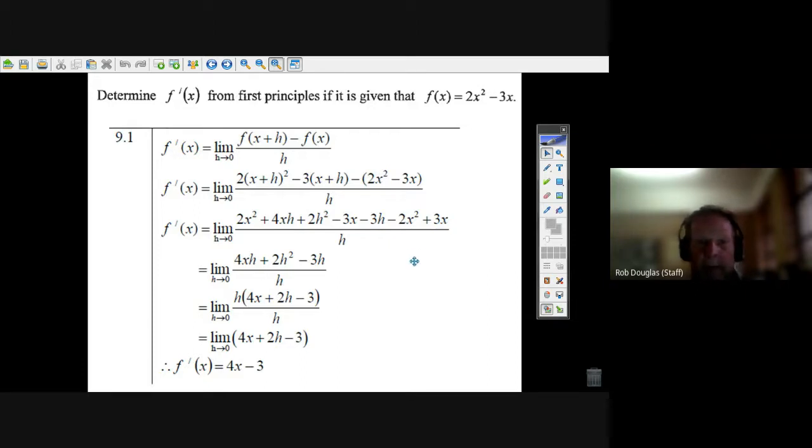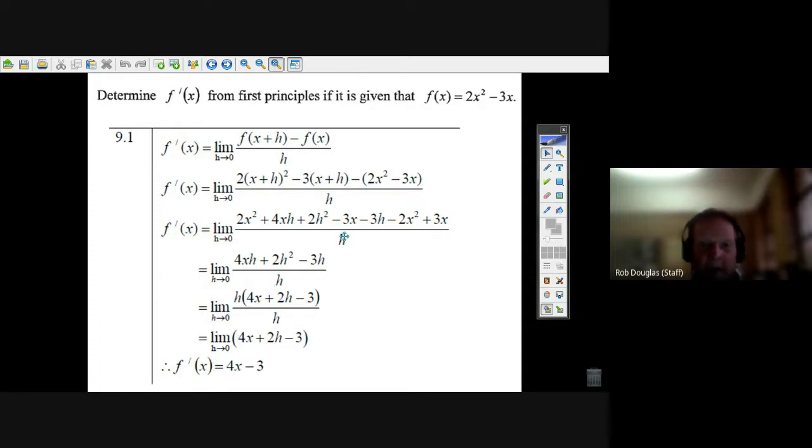Now, lots of things cancel. 2x squared minus 2x squared, minus 3x plus 3x. All that survives is this stuff here, 4xh, 2h squared, minus 3h. If you factor h out, now you'll just be left with 4x, 2h, and minus 3 in the bracket. H divided by h cancels, and now it's in a form.